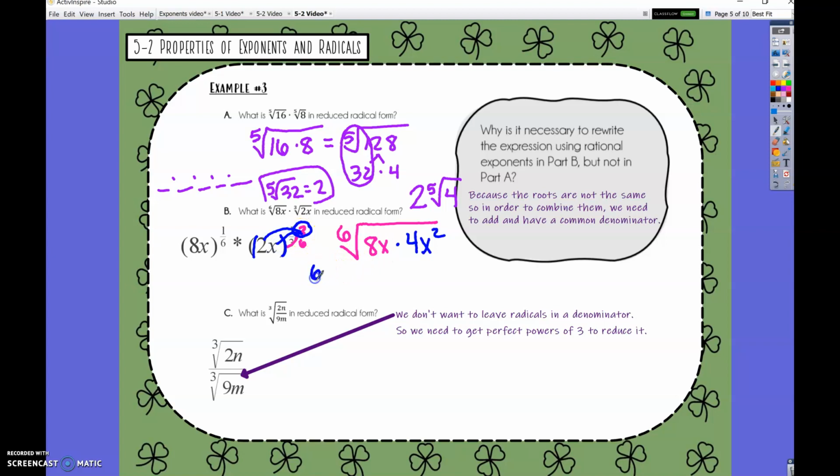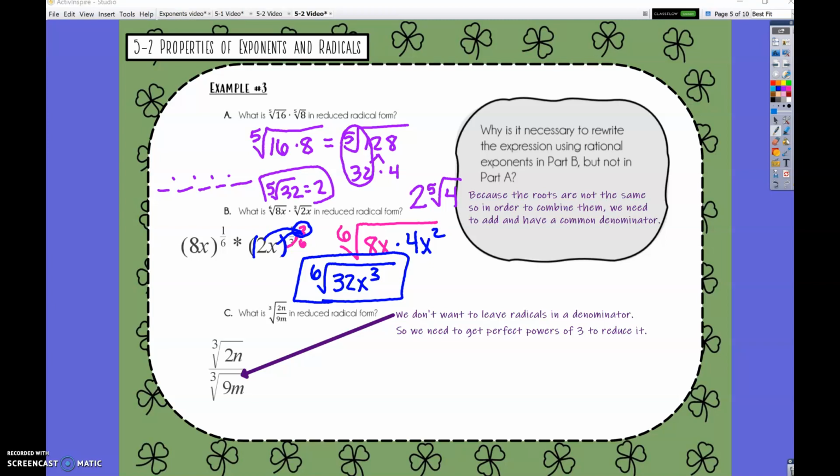Now we can rewrite this as the 6th root of 32x to the 3rd. And there's no way we can take anything out because there's no number that multiplies by itself 6 times to give us 32. And x to the 3rd isn't even high enough to have 6 x's in there. So we are actually just done reducing it and rewriting both of those terms under the same radical, the same root, if you will.